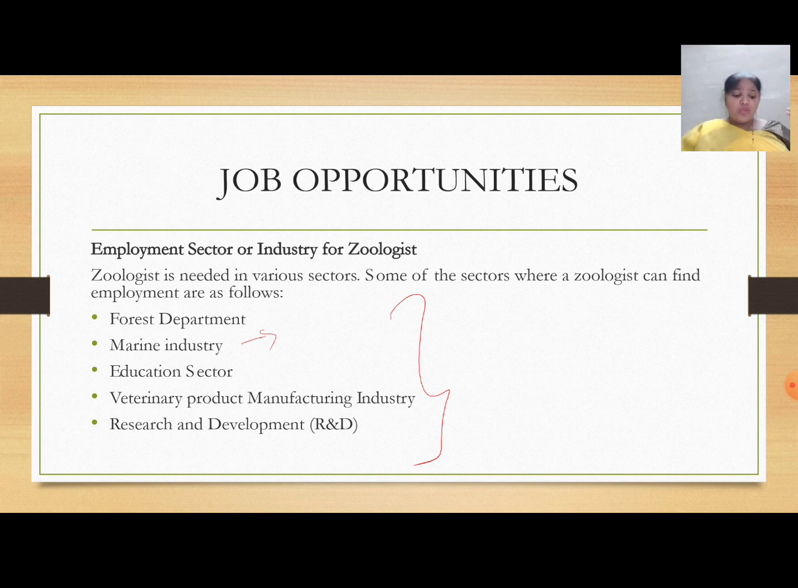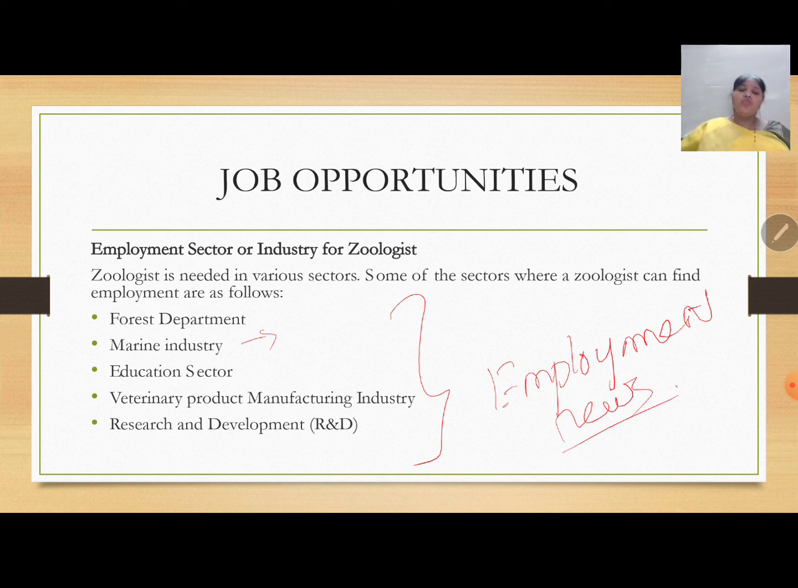You have to go through what is called Employment News. Have you heard about this Employment News? It comes once in 2 weeks. You can actually register for this newspaper. Once in 2 weeks it is delivered home. And every 2 weeks there are so many opportunities for zoologists. There are so many departments where they need students with zoology background, especially the veterinary products manufacturing industry. There they need students with zoology.